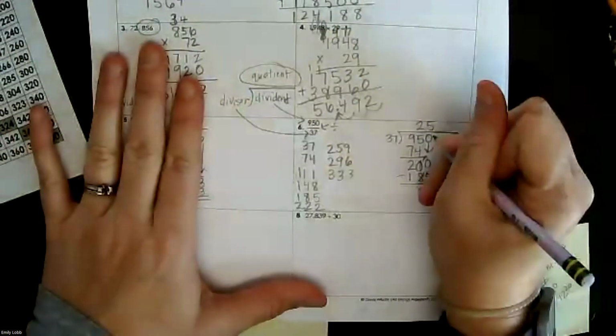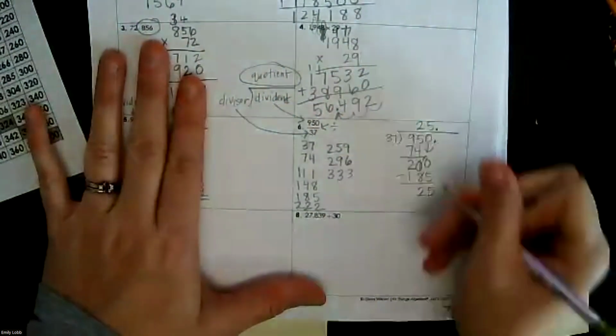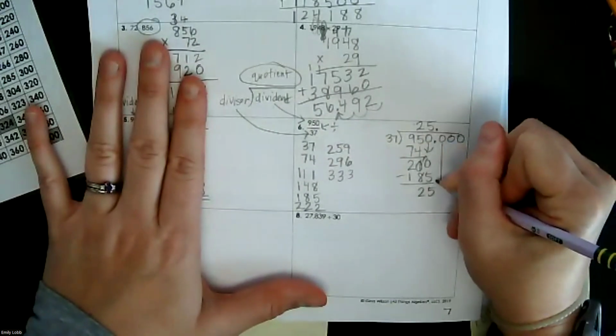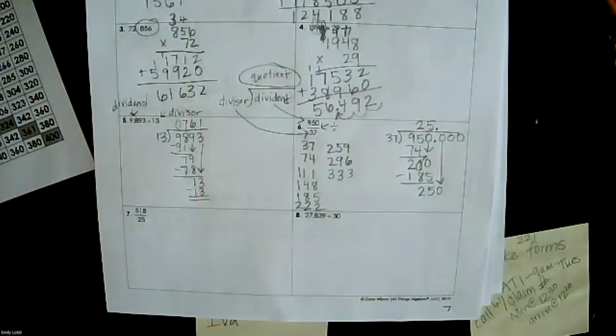Or if we were doing decimals, I would add a decimal here and here and start adding zeros. Only 3? That's what I learned. You can add as many zeros as you want, right?